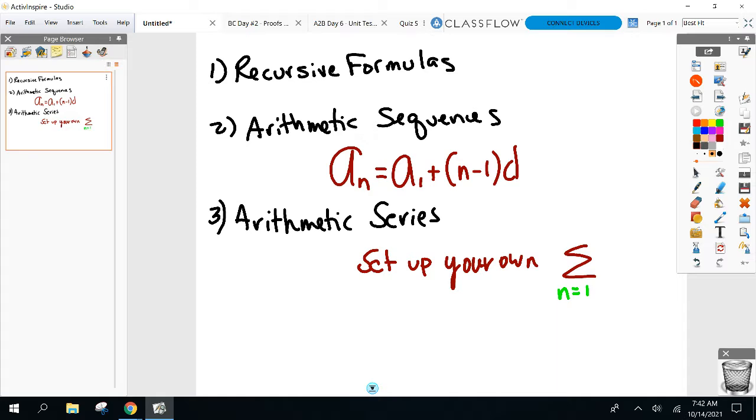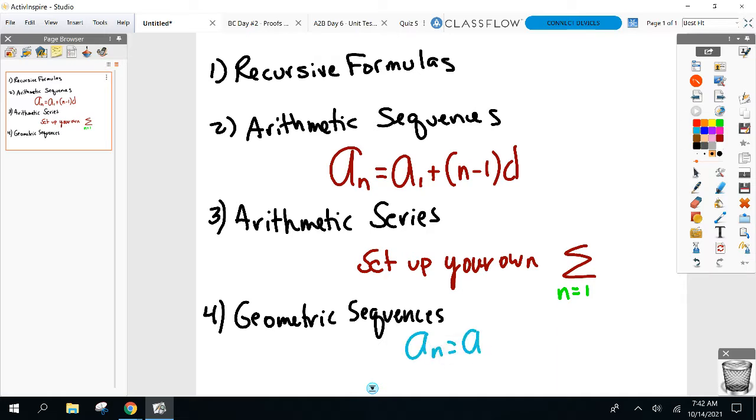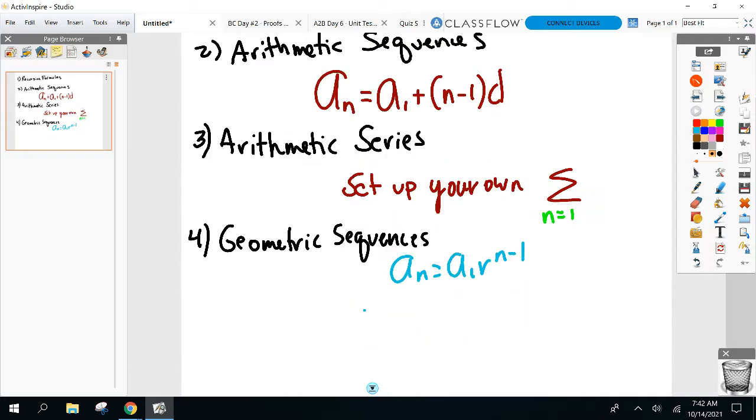And then the last 2 topics, you got geometric sequence. That's on your formula sheet: a sub n equals a1 r to the n minus 1. And then finally, what we discussed yesterday, adding up all the terms in a geometric sequence. Word problems. And that's a geometric series.